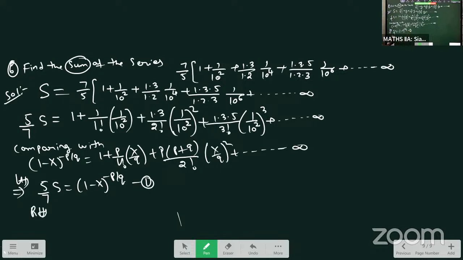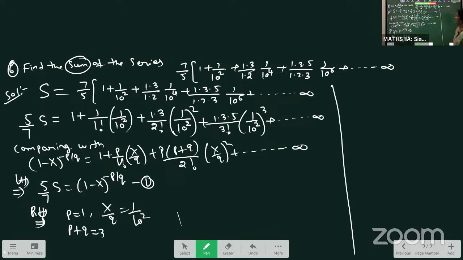Next compare RHS. In the place of p, it is 1; in the place of x by q, it is 1 by 10 square. In the place of p plus q, it is 3. Substitute p value: 1 plus q is equal to 3, so q is equal to 2. Then x by q, x by 2, is equal to 1 by 10 square. 10 square means 100, 2 ones are 2, 50s are. So capital X value we got as 1 by 50.